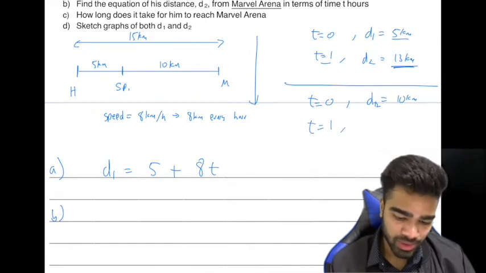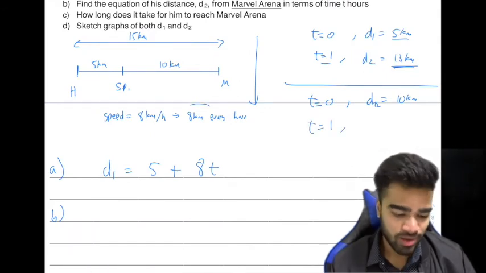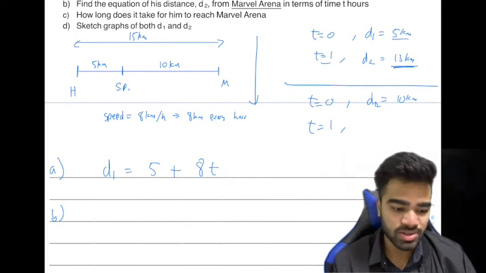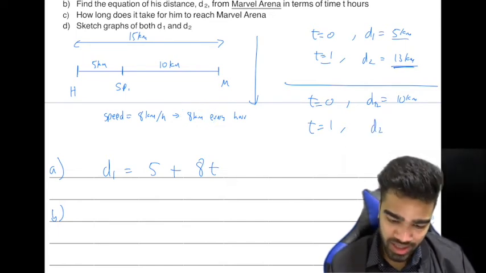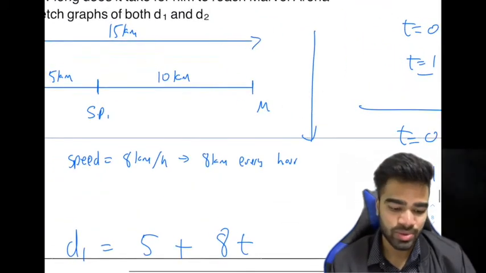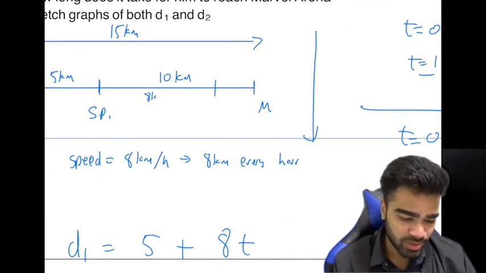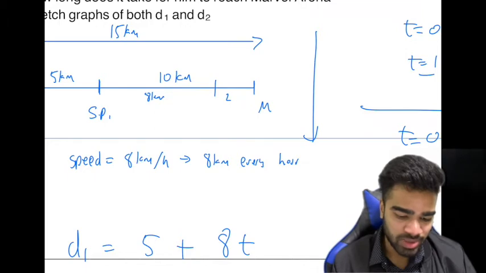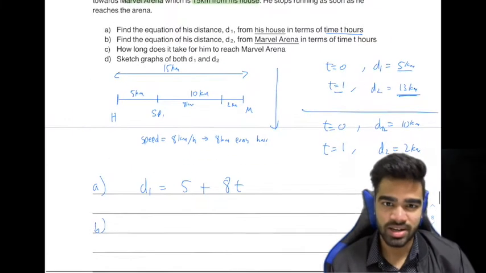Yep, he's 10 kilometers away. So if t is equal to 1, then how far has he traveled? In 1 hour, he travels 8 kilometers. So he's gone closer, right? So he's gone 8 kilometers closer. So the answer is 2. He's 2 kilometers away. So pretty much in 1 hour, he travels 8 kilometers, so he'd be 2 kilometers away. That's the kind of logic I'm going for.